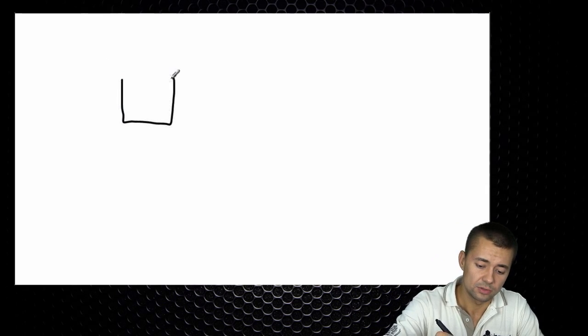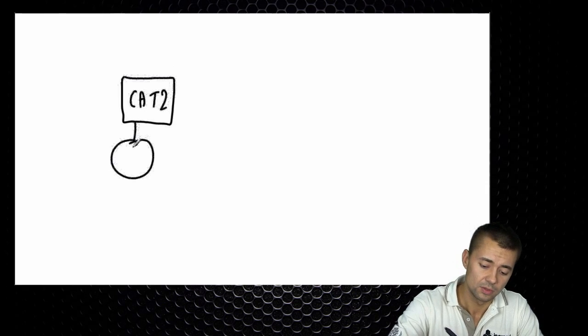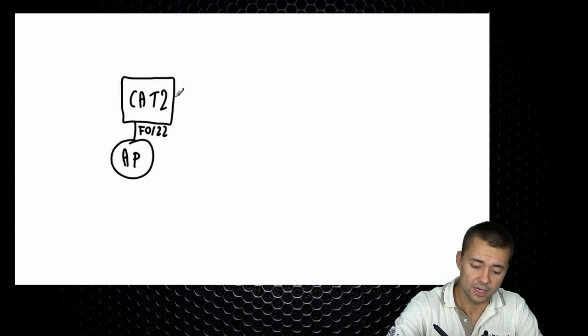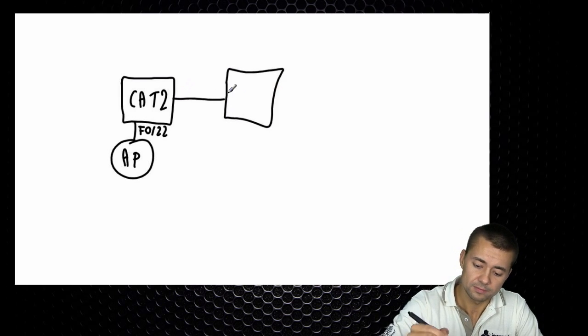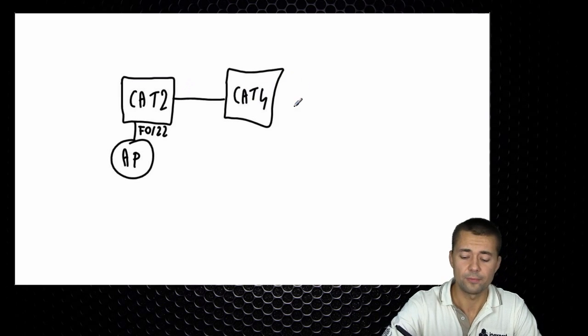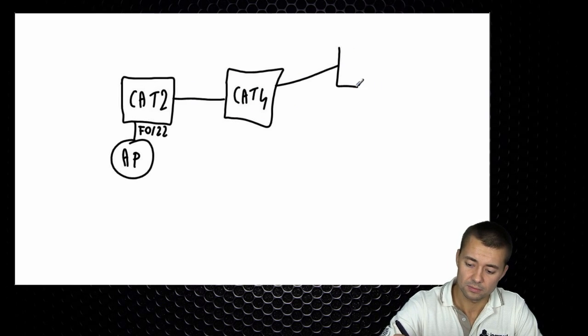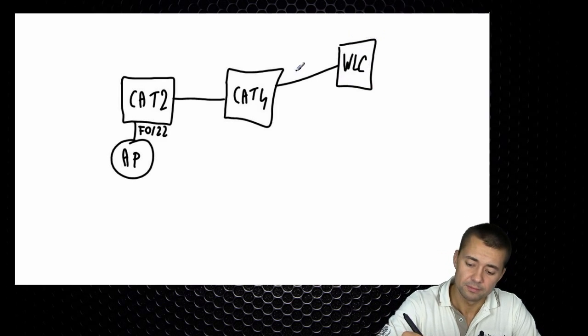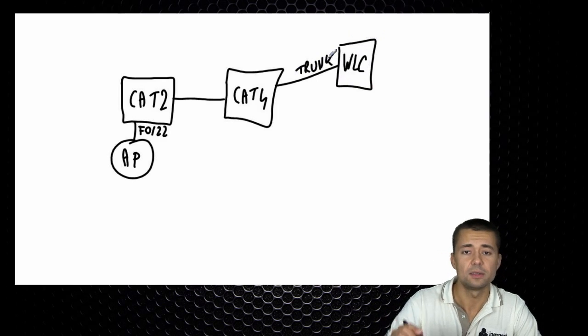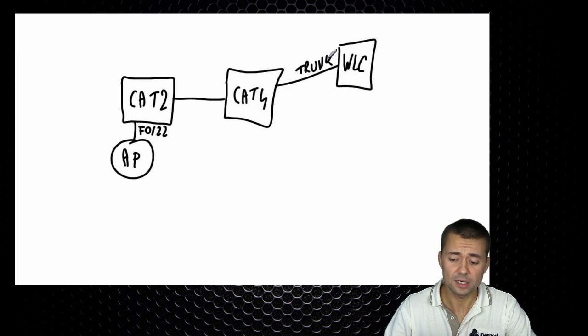Okay, so we're going to have a couple of switches in this topology here. CAT2 is where our access point is connected to. So this is going to be our access point, and this is FO22 on this device. Then CAT2 is going to be connected to another switch, CAT4, which is where we have our WLC. The port connected to WLC is configured as a trunk.